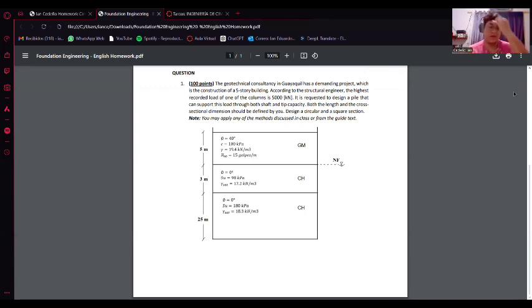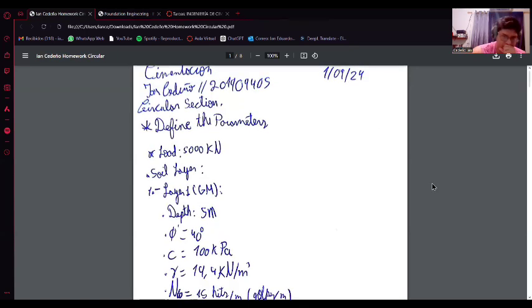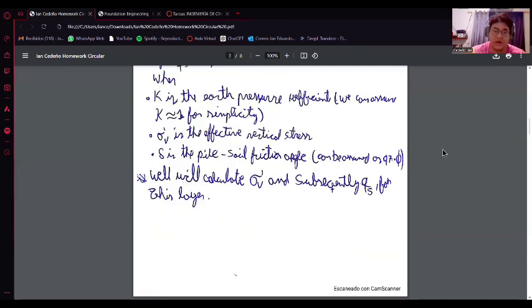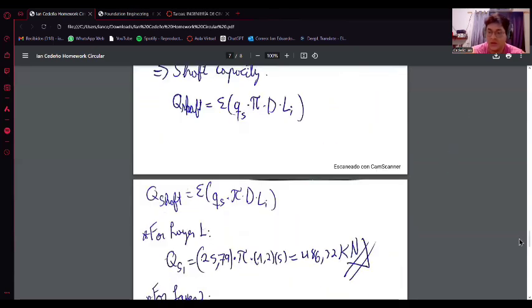Okay, well, in my exposition, we're going to talk about the circular section. In total, we have three layers of 5 meters, 3 meters, and 25 meters. We have these three types of layers, and this is the phreatic level. First of all, we're going to define the parameters. This is the process for the circular section.